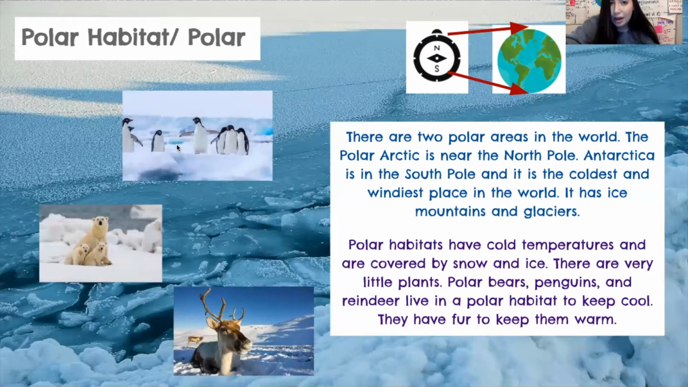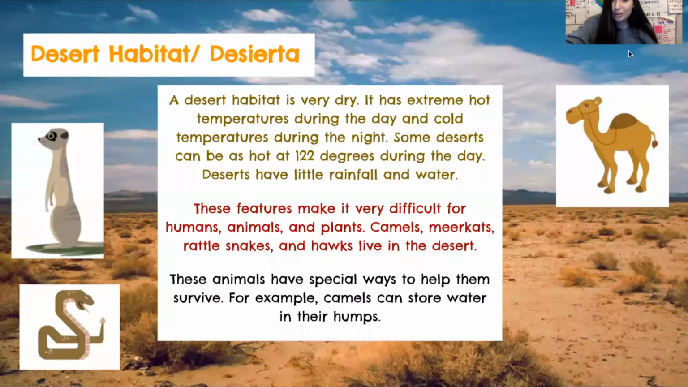Let's take a look at habitat number 3. I wonder what it is. Oh, the desert. So a desert habitat is very, very dry. If you live in California, like I do, we have deserts in California. So deserts have extreme temperatures. So that means it could be very, very hot during the day, but also very, very cold at night.